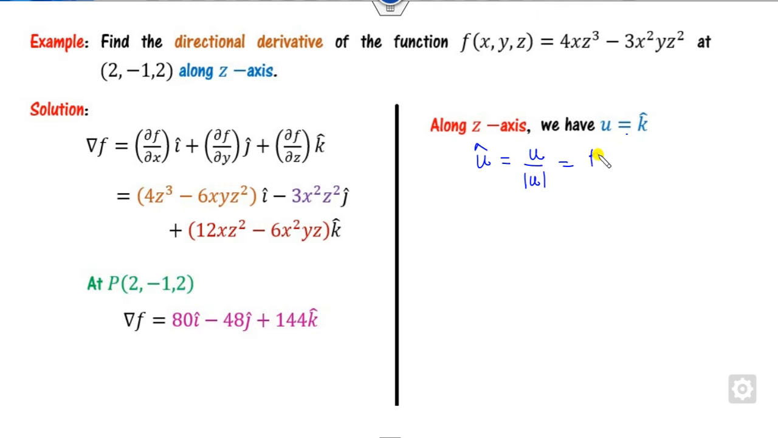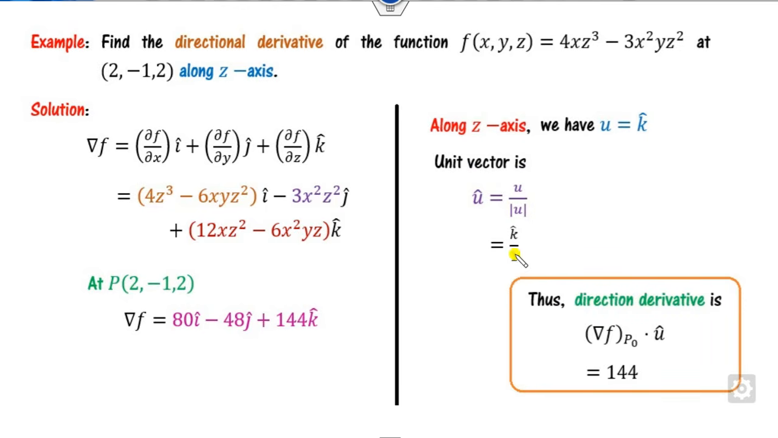So what is the value of this? This is k cap upon 1. So now you can see this is u cap. This is my gradient of f. Then you can find the directional derivative as 0 minus 0 plus 4, 4 is the right answer.